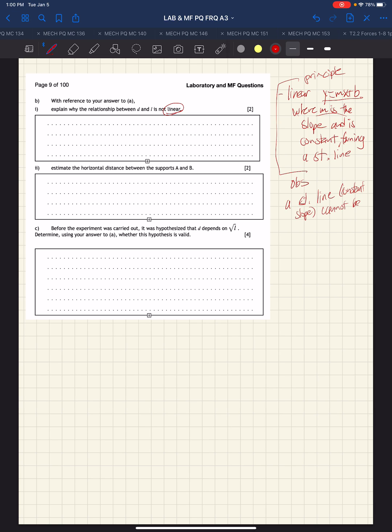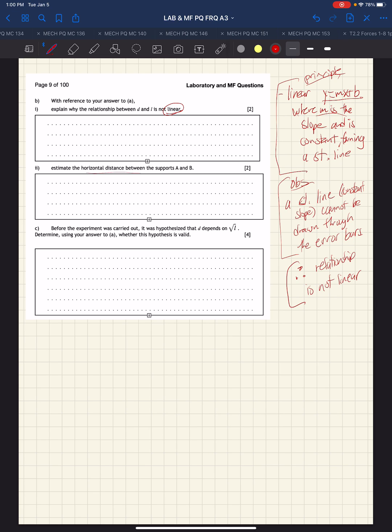Cannot be drawn through all the error bars. Therefore, the relationship is not linear. And so now we have our points: our principle, our observation, and our conclusion, our therefore statement, and then we would write that into it could be 3 sentences. We laid it out that way.